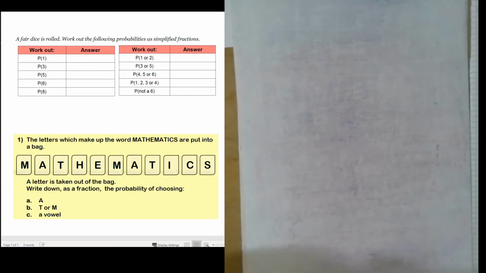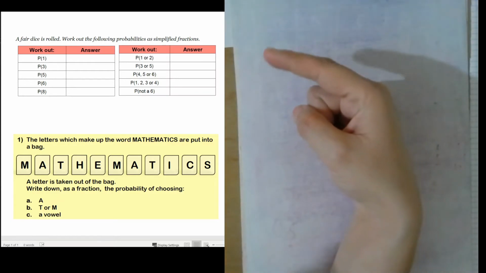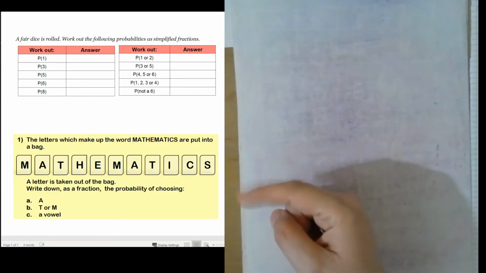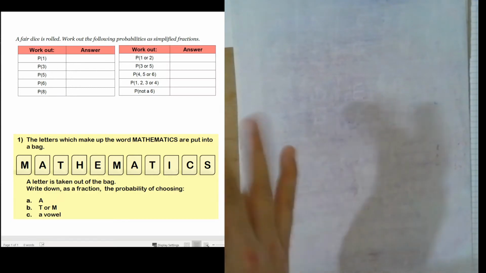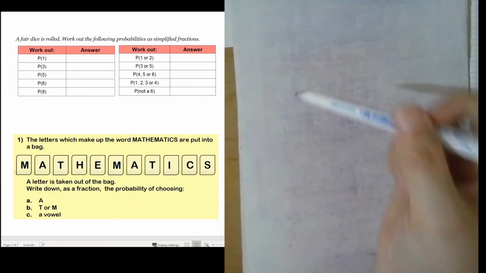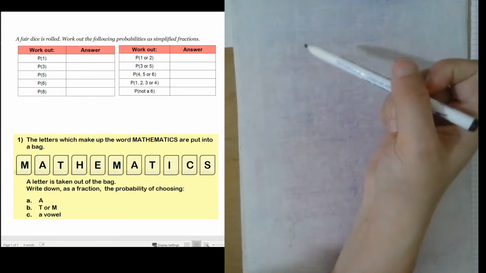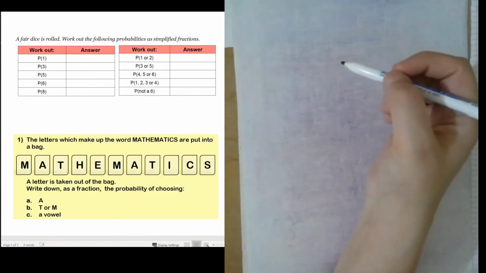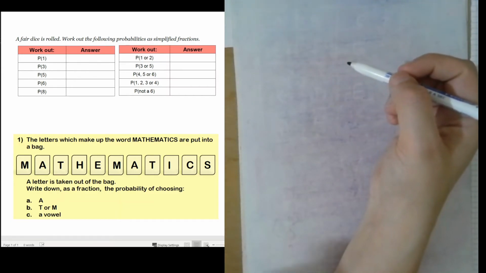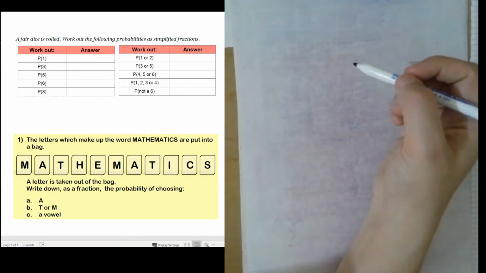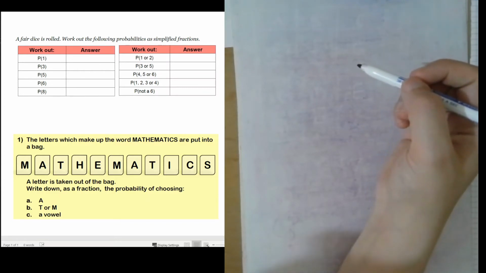Okay, so there's a couple of ways that people usually talk about it. One is where they'll just ask for the probability, or one where they just actually give you the notation. At the top is the notation, and down here is more wordy, so it's a bit more problem solving. Dealing with the top part first, it says a fair dice is rolled. Work out the following probabilities as simplified fractions. Okay, so it's a fair dice.